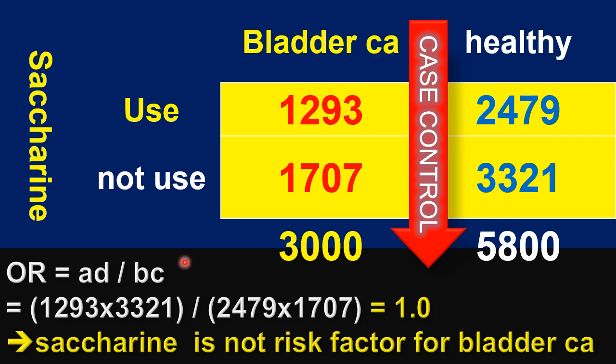According to the formula, odds ratio equals A multiplied by D divided by B multiplied by C. And you can see the answer equals approximately 1. What does this mean? OR equals 1. This means that saccharin is not a risk factor for getting bladder cancer.